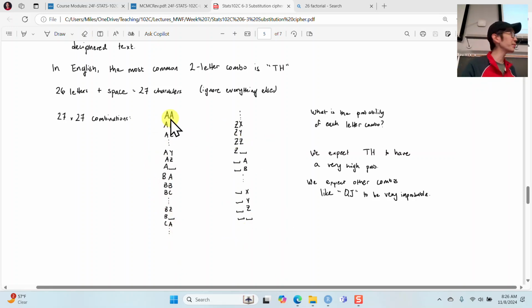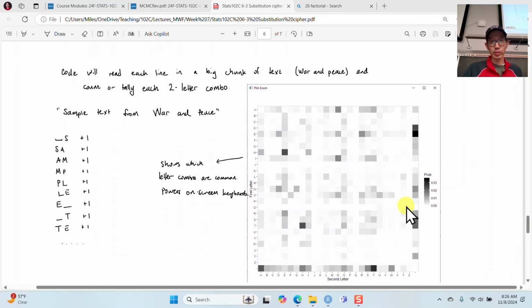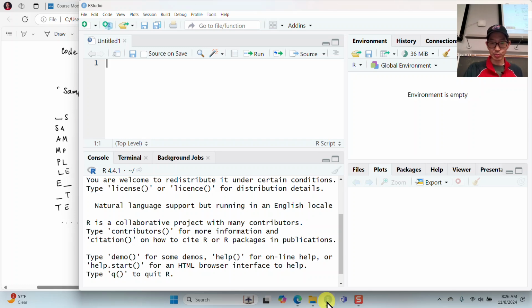and we want to try to figure out what is the probability of each of these things. What is the probability of each letter combination, all right? So when we do this, we would create our matrix. We would expect a big number for TH, and we expect other combinations like QJ to have very, very small probabilities, okay? So the way we do this is I have a script.